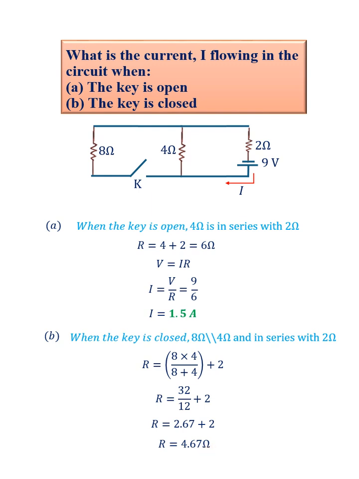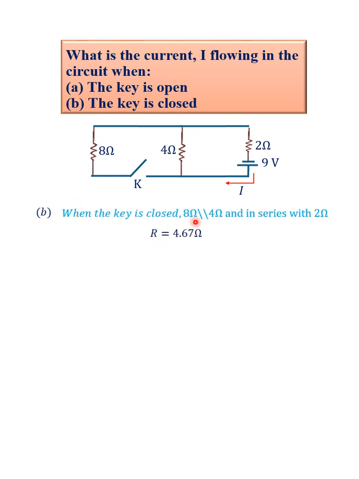Let's go to the next page. So when the key is closed, we've got the resistance as 4.67 ohms. To obtain the current, we know that the current is equal to voltage divided by the resistance. The voltage is 9, the resistance is 4.67. If you do this division, you find that the current now flowing through the circuit is 1.93 ampere. So these are the two cases we've considered. The first one is 1.5 ampere when the key is open, and the second one is 1.93 ampere when the key is closed. Very simple, straightforward, and interesting.